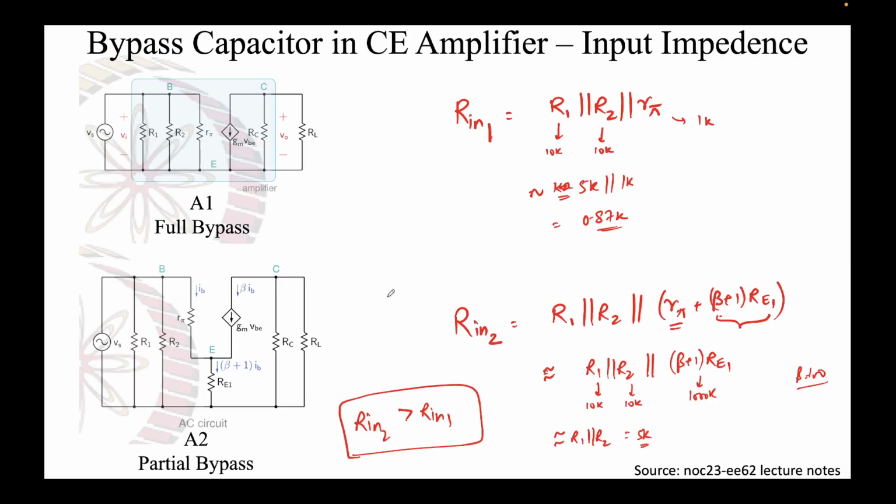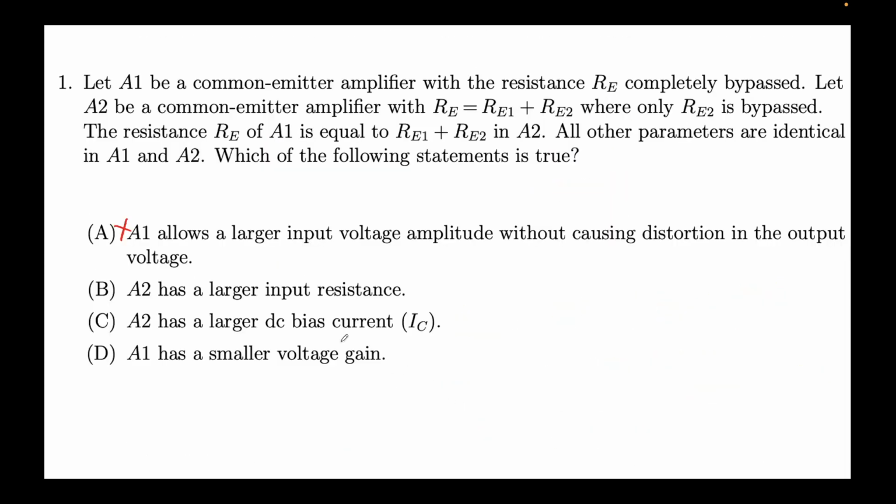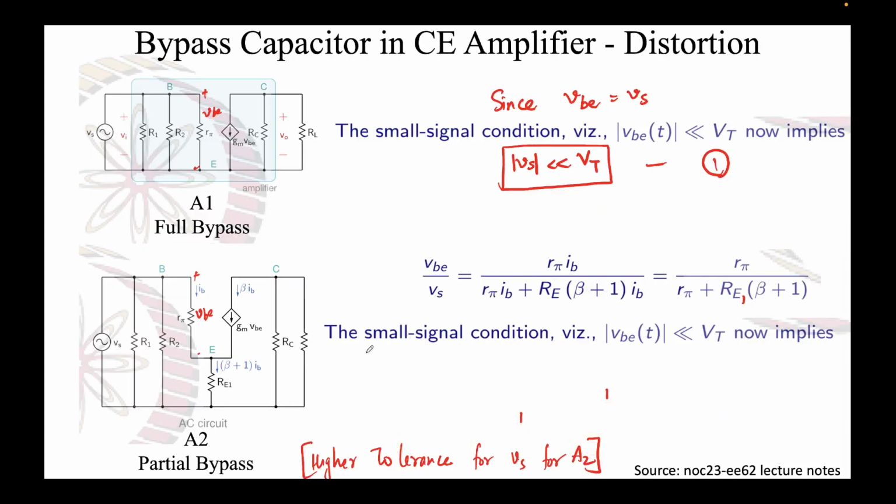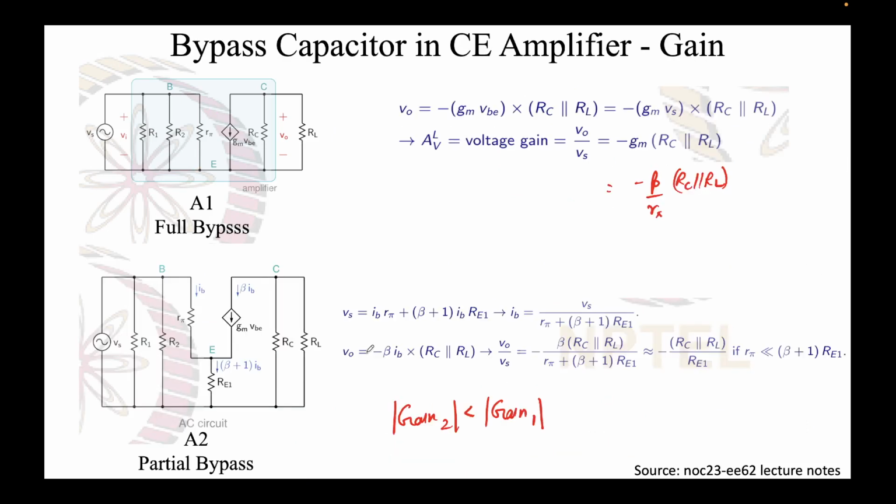A2 has higher input resistance, so we saw that Rn2 is greater than Rn1, so this is correct. A2 has larger DC bias current? No, we saw that they are DC equivalent. The DC circuit was exactly the same for us, and this happened due to this line: resistance Re of A1 is equal to Re1 plus Re2 in A2, so this option is wrong. A1 has smaller voltage gain, so let's talk about the expression for voltage gain for a second.